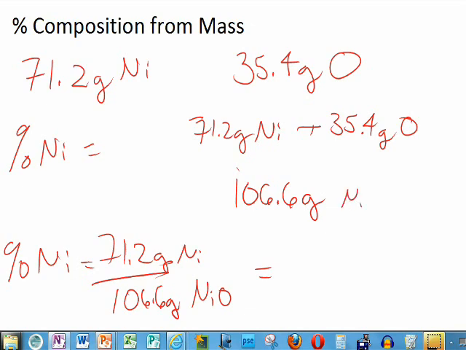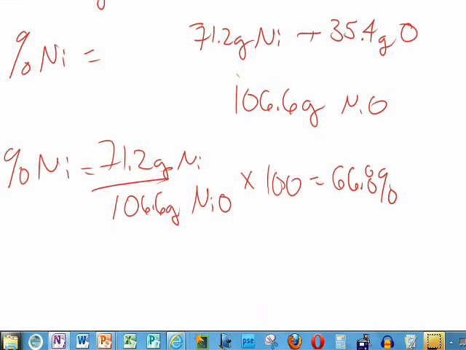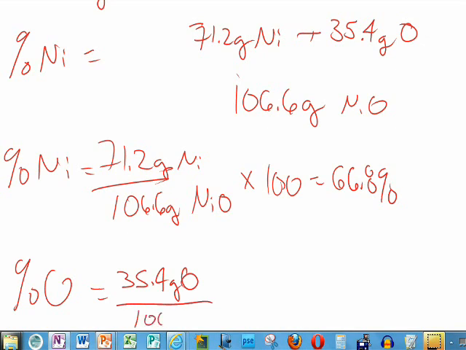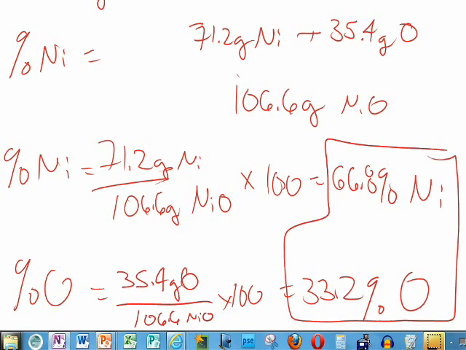And then we multiply it by 100, it equals 66.8%. Now we of course can just subtract from 100 to get the oxygen, but let's just go through it. And we have 35.4 grams of oxygen all over 106.6 times 100 equals 33.2% oxygen, and this was 68% nickel. So when you're given the masses, it's pretty straightforward.